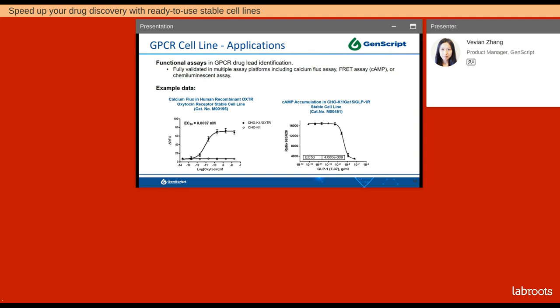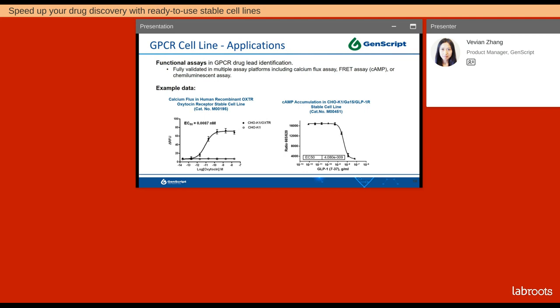The GPCR stable cell lines we offer at GenScript are for functional assays in GPCR drug lead identification. All the cell lines are fully validated in multiple assay platforms, including calcium flux assay, FRET assay, or the chemiluminescent assay. As you can see here, I'm showing you some example data from our products. In the left panel is a calcium flux assay in the human recombinant oxytocin receptor stable cell line. With increased dose of oxytocin, you can see increased level of the relative fluorescent unit change.